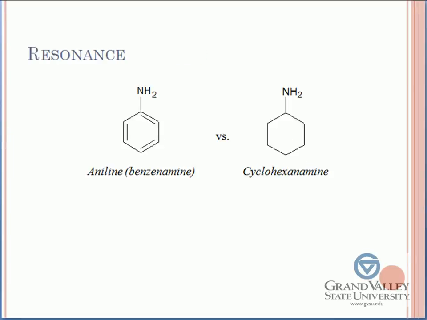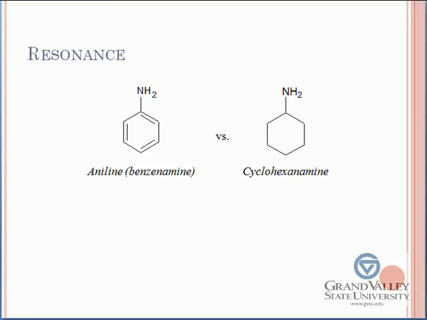The last factor to consider when looking at base strength is resonance. If the lone pair electrons on the basic atom can be delocalized through resonance, then this will decrease the availability of the electrons to be donated to a proton and make it a weaker base. For example, we have two structures, aniline, also known as benzenamine, and cyclohexanamine. The difference between these two molecules is the nitrogen in aniline is adjacent to a carbon-carbon double bond.